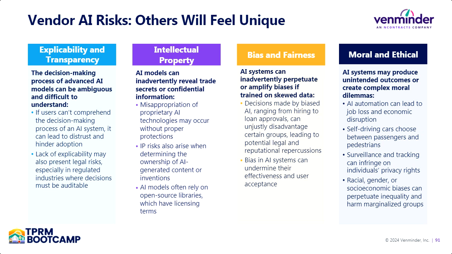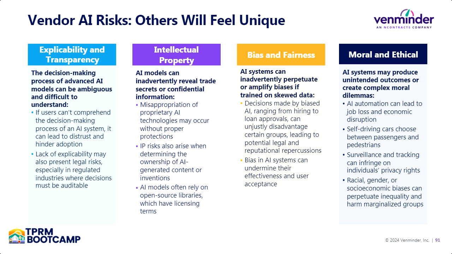Now, of course, there are some unique risks when it comes to AI, maybe some that we're not so familiar with. A big one is explicability and transparency. So, of course, we're using all this data to train these models to learn and make decisions, but if we can't explain exactly how that happens, it can create a lot of issues. It also can create very real legal risks in regulated industries where business decisions need to be auditable.